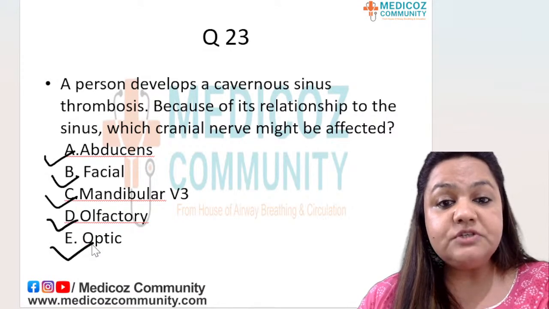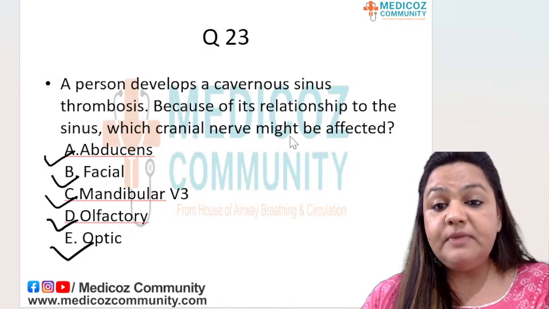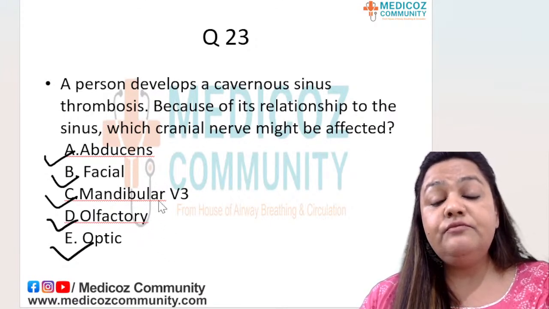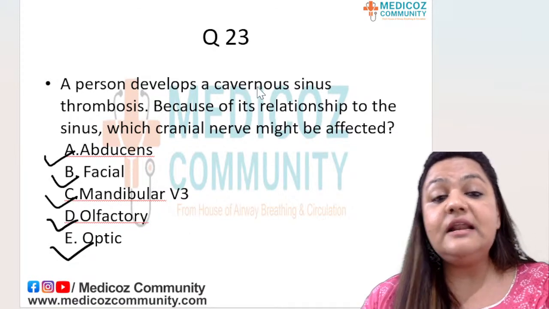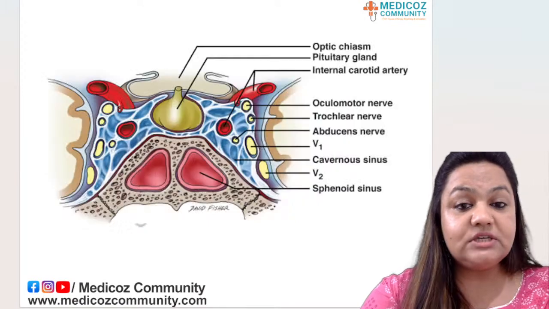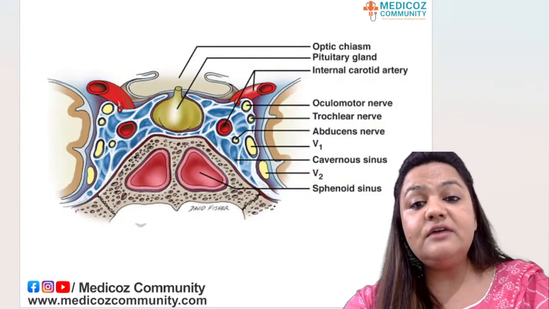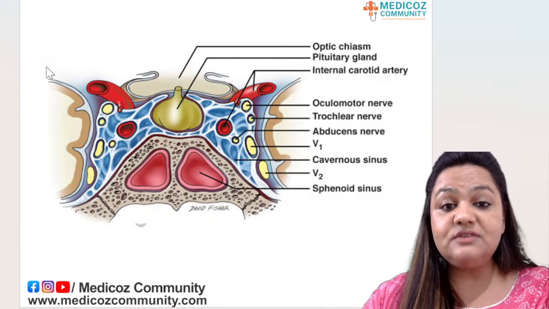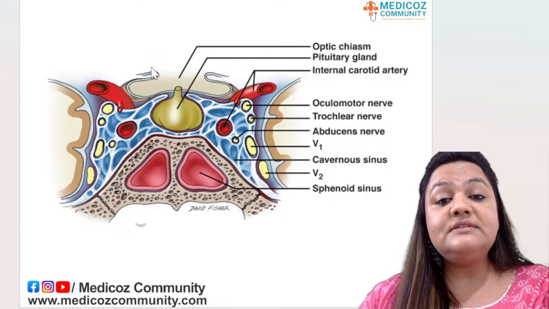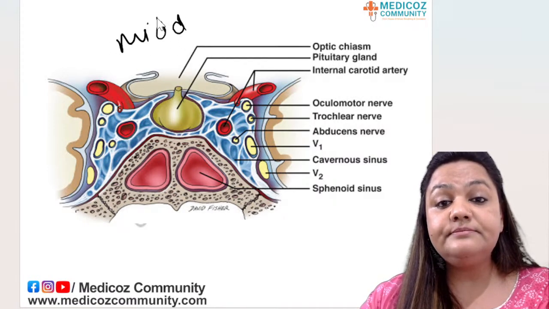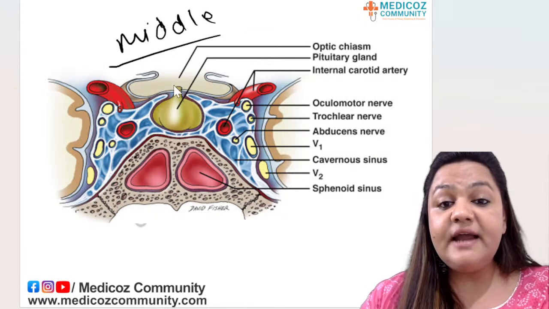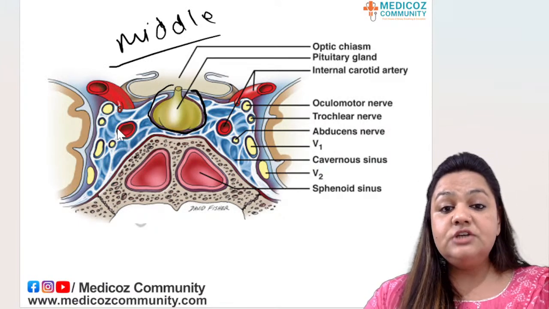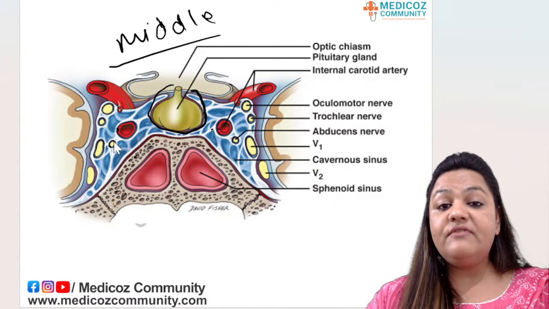So out of all these options, we just need to find out which nerve might be affected here in case of cavernous sinus thrombosis, which means we need to find out the nerve which lies in relation with the cavernous sinus. For that, we need to see this diagram here. I hope you all are familiar with this diagram. This is the diagram of the cavernous sinus, and this is a dural venous sinus which is present in the middle cranial fossa, by the side of the body of sphenoid, and in the body of sphenoid there is a structure called the sella turcica. So by the side of it, you can see this is the cavernous sinus here.